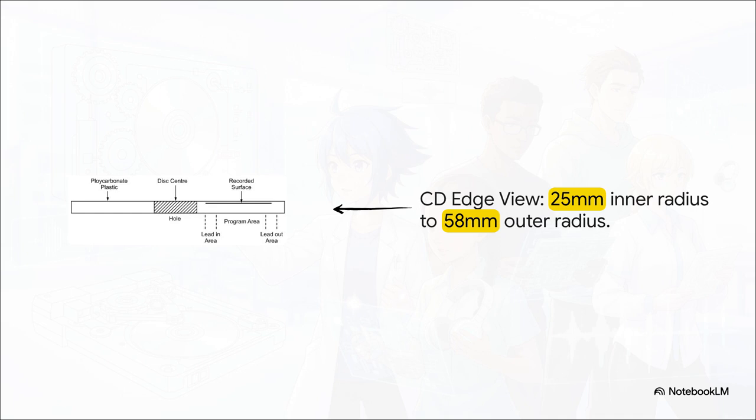A CD is always played from the inside out. The innermost track starts at exactly a 25 millimeter radius from the center and ends at an outer radius of 58 millimeters. Because the player has to maintain that constant linear velocity we talked about as the radius grows, the physical spinning of the disc literally slows down as your music plays.